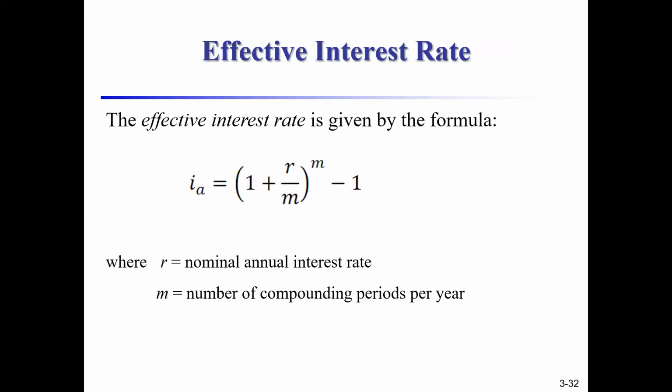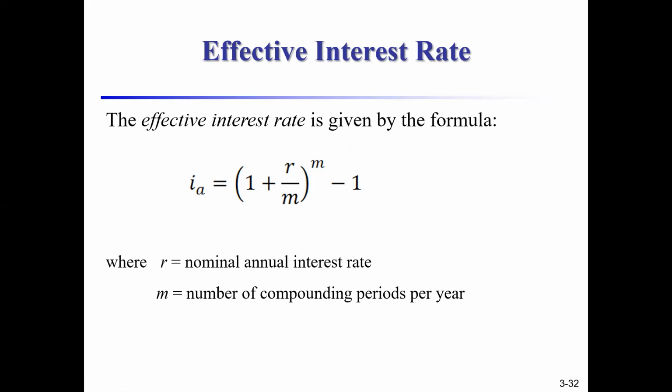So effective interest rate is given by this formula. Oh my goodness. Nominal interest rate divided by compounding periods, 1 plus that ratio, to the compounding periods. Now then, this is why when you go out and buy a car loan or mortgage or anything, they always have 2 rates. Your nominal interest rate and a compounding interest rate.